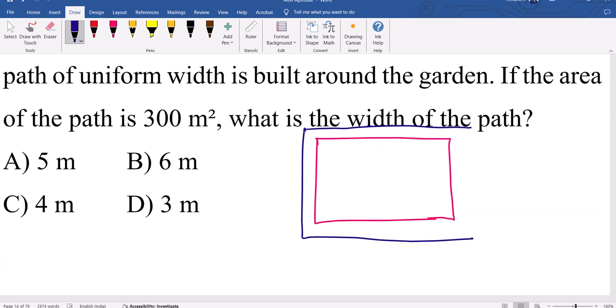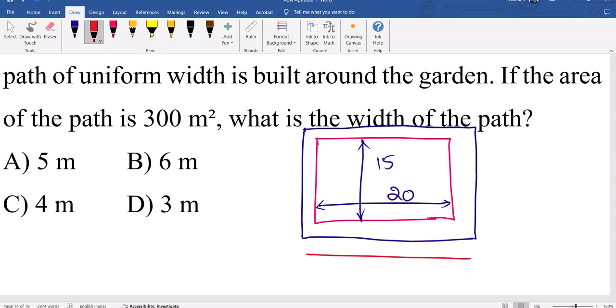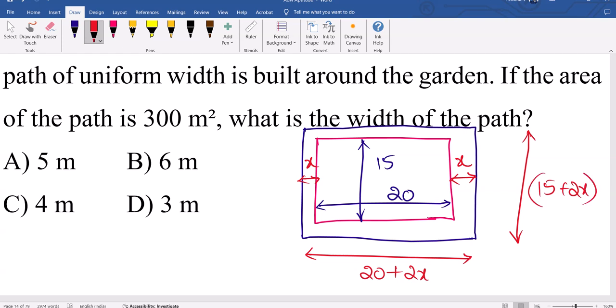Okay. Now inside is 20. This is 15. Now overall length is 20 plus 2x. Guys, listen. Why 20 plus 2x? Why we consider x meters is the width. Length this side x, it will become 20 plus 2x. Similarly, what is the width now? 15 plus 2x. Now question, we have to calculate that x value.